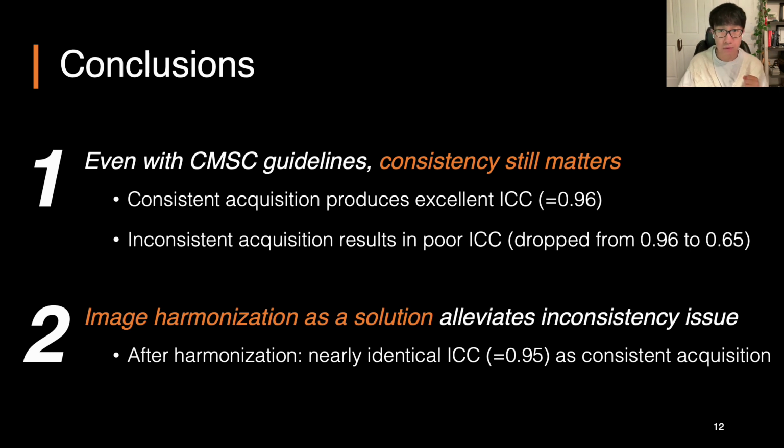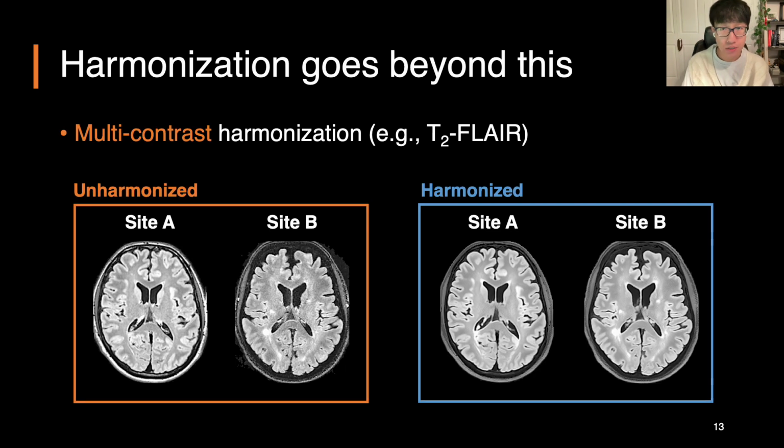But before I conclude this presentation, I do want to spend some extra time to talk about image harmonization, because we do see a lot of potential of image harmonization beyond this. So first of all, our image harmonization method, HACA3, can harmonize data beyond T1 weighted images, such as FLAIR images. And FLAIR is more commonly used in MS research and clinics.